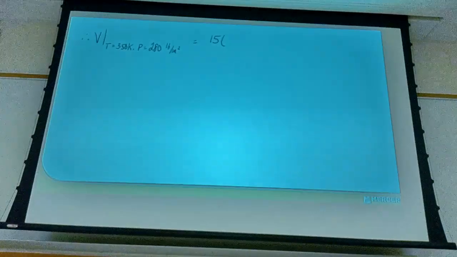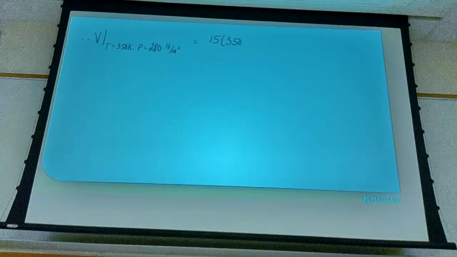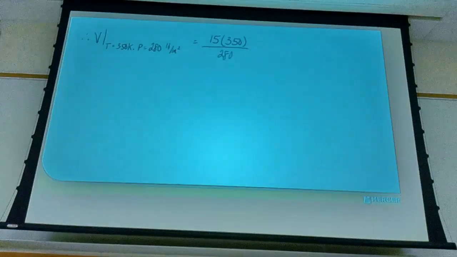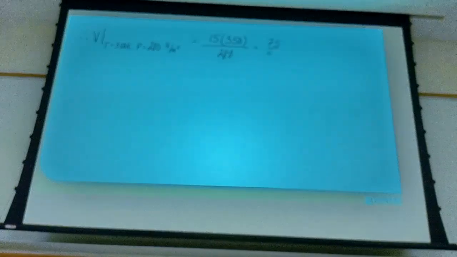15 times pressure was, not pressure, sorry, temperature 350 all over the pressure of 280. 15 times 35 all over 28, which is 15 times 5 divided by 4. What's 15 times 5? 75. 75 quarters cubic inches.